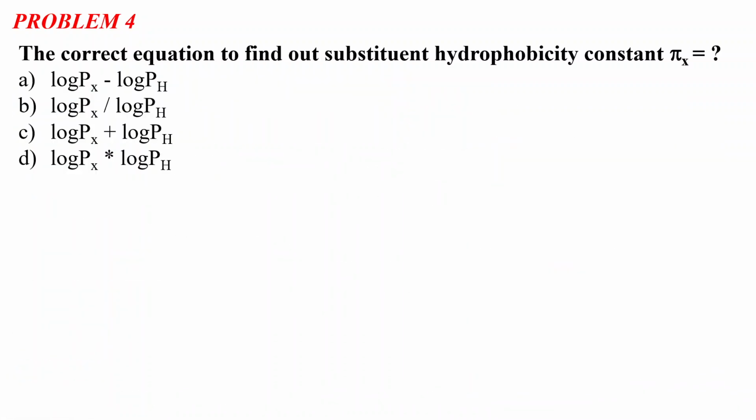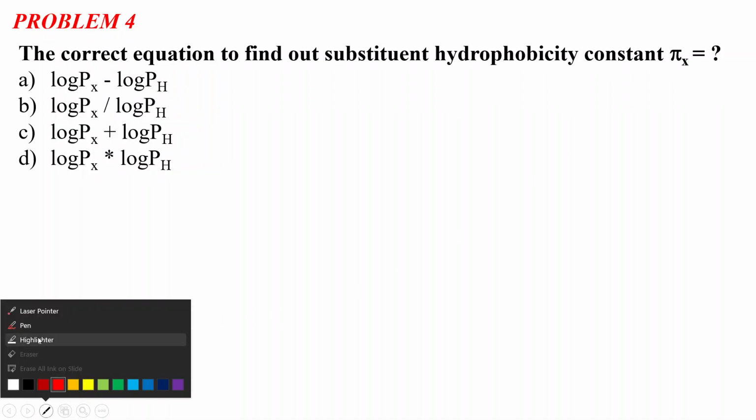So problem number 4 says: the correct equation to find out the substituent hydrophobicity constant pi x equals to, and your options are: number A, log Px minus log PH; number B, log Px divided by log PH; number C, log Px plus log PH; and number D, log Px multiplied by log PH. Which will be the correct equation to find out the substituent hydrophobicity constant pi x?